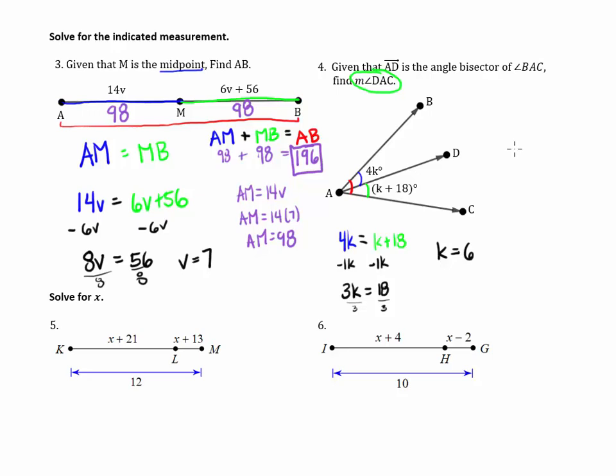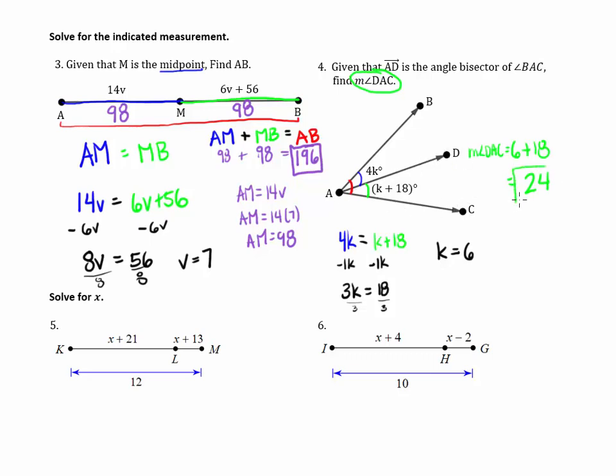So we're going to have 6 plus 18. That's the measure of angle DAC. In fact, I'll put measure of angle DAC is equal to K plus 18. We know K is 6. So 6 plus 18 is 24. So the measure of this angle right here is 24.